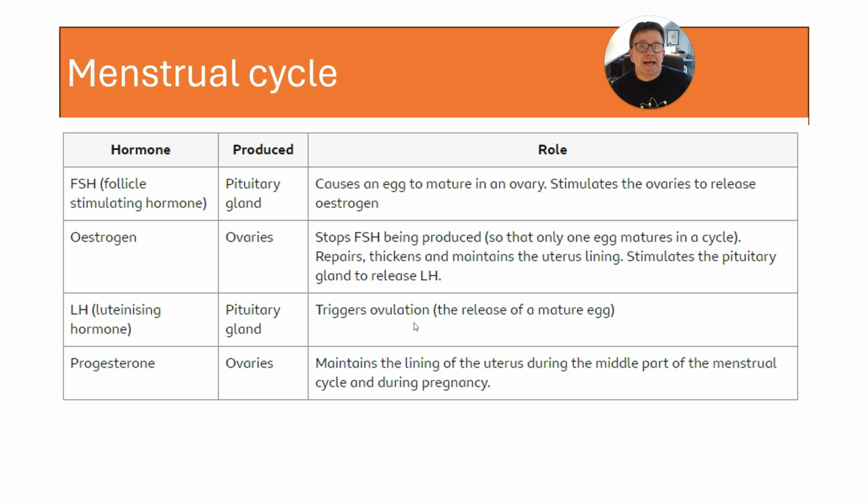LH. So that triggers ovulation, and sometimes they'll show you a graph with LH on, and they'll say, when does it trigger ovulation? So wherever it's the highest, you do a ruler down to the day and then you record the day. Progesterone maintains the lining of the uterus during the middle part of the menstrual cycle, and also if you're pregnant as well.